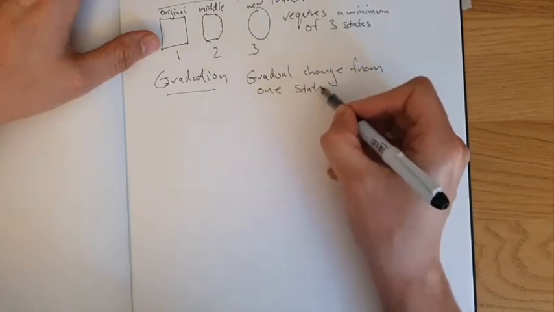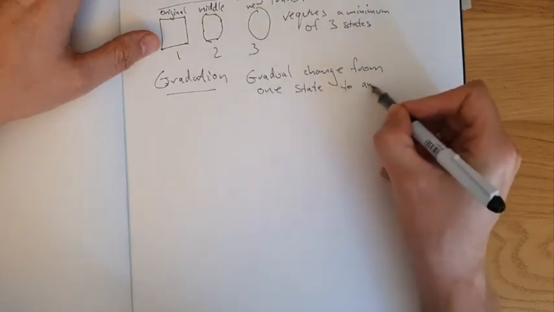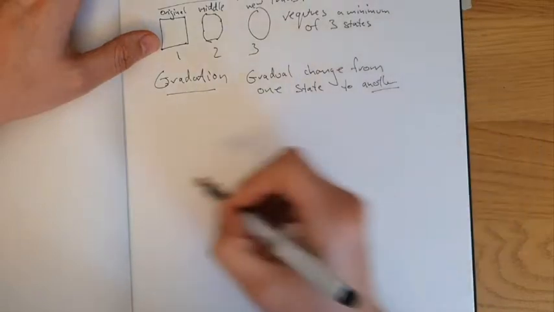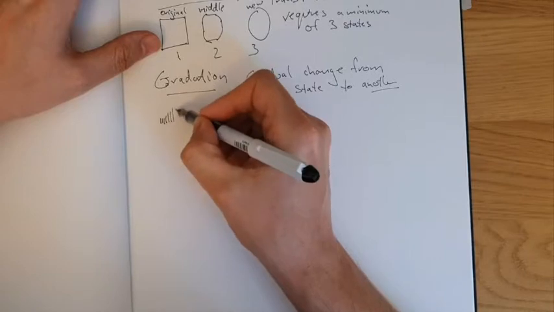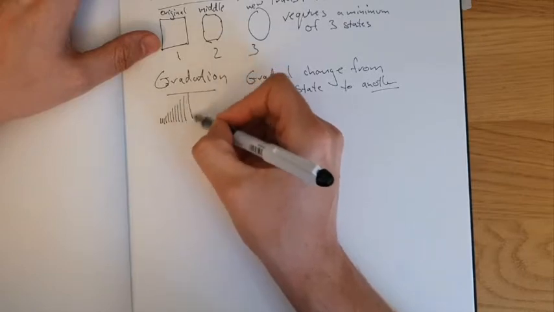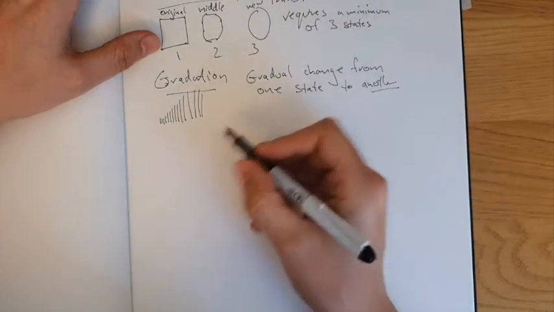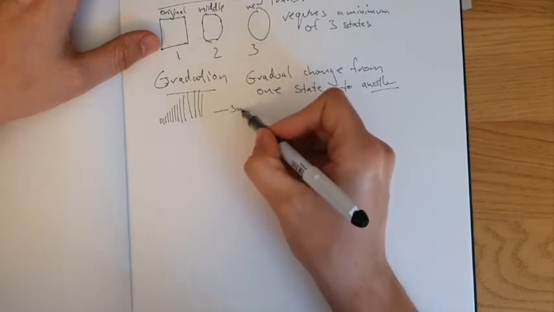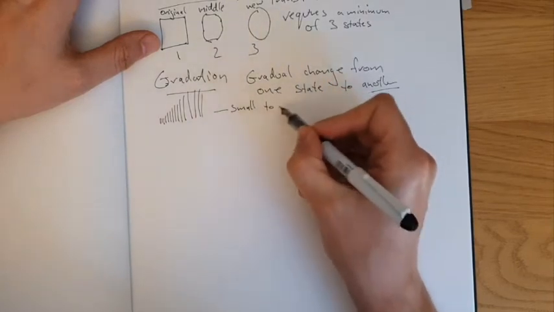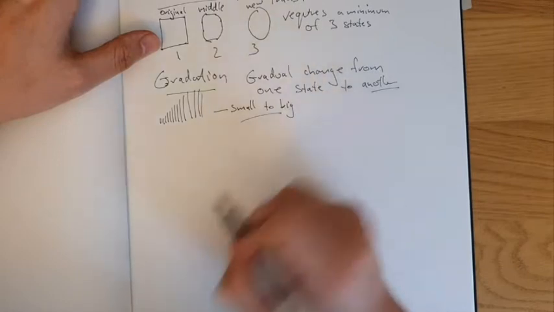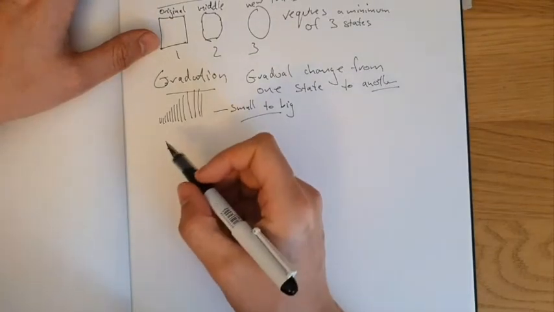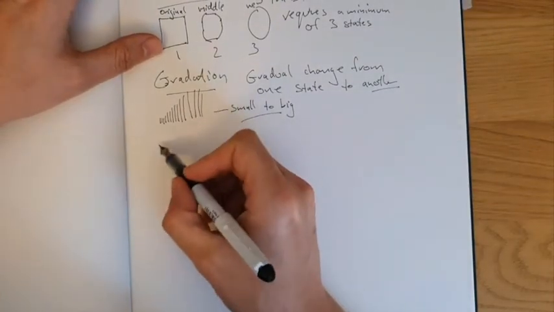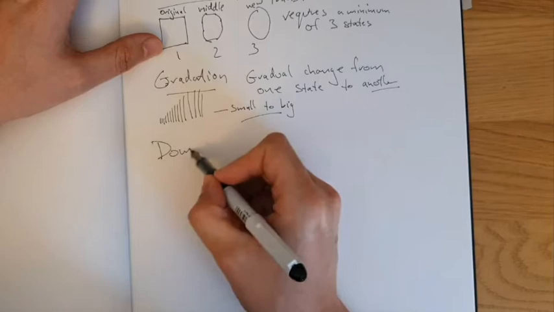So if we move on from something that's quite a rapid change to something that's a gradual change, gradation is a gradual change from one state to another. So we might think of that in terms of color. So maybe very, very light to very, very dark, but gradually. Or you can see here from small to big. Could be from rough to smooth. It could be from bright to dark. It could be from round to square. It could be from smooth to pointy. It could be a million different things.